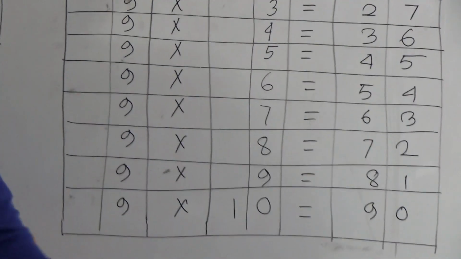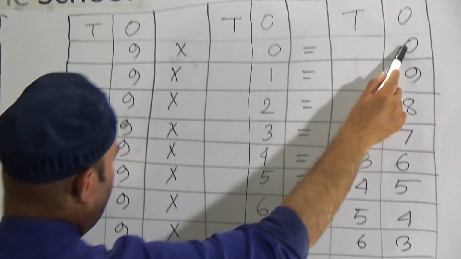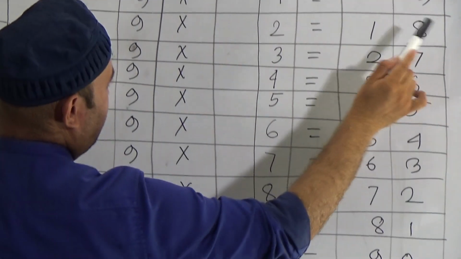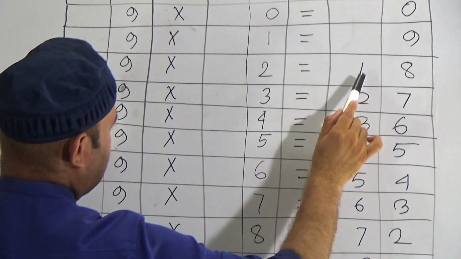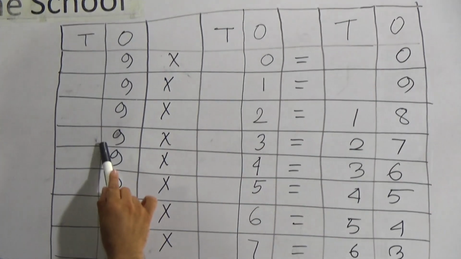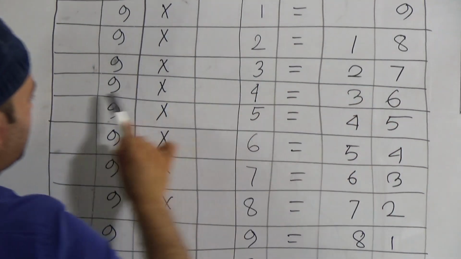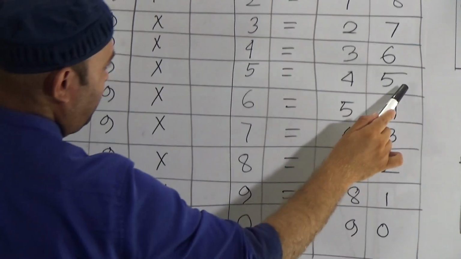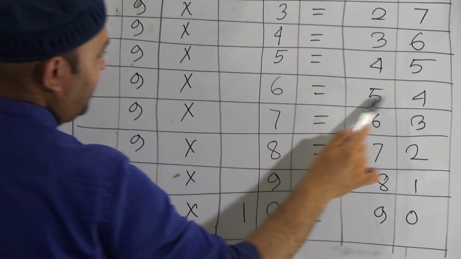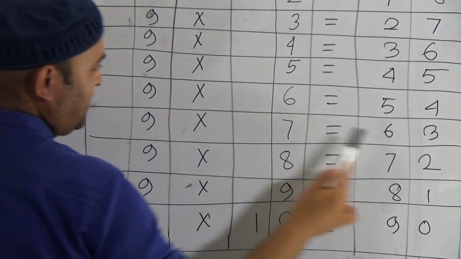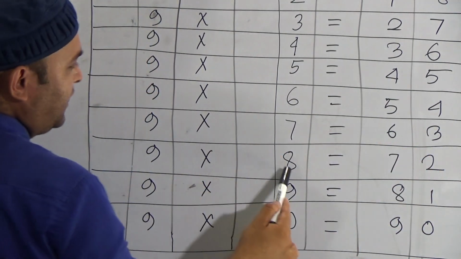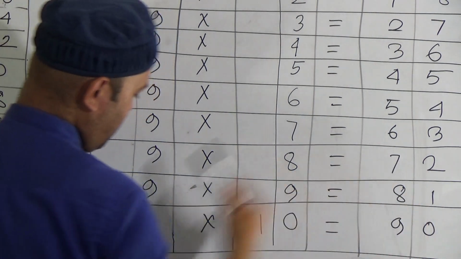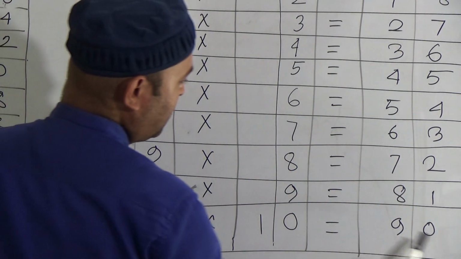So here we can read again 9 zeros are 0, 9 ones are 9, 9 twos are 18, here is 18 ones place and 1 in tens place. 9 threes are 27, 9 fours are 36, 9 fives are 45, 9 six are 54, 9 sevens are 63, 9 eights are 72, 9 nines are 81, and 9 tens are 90.